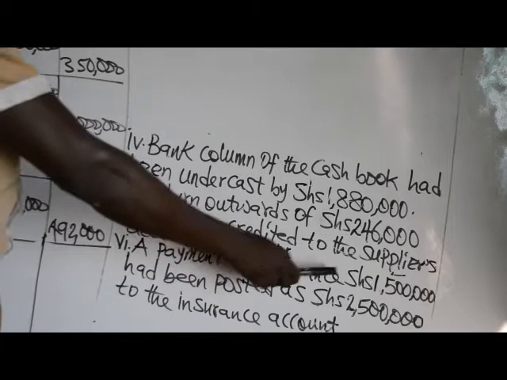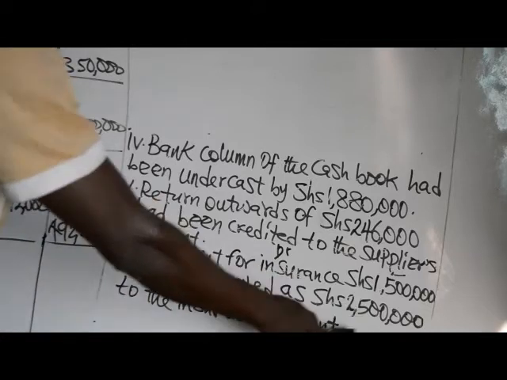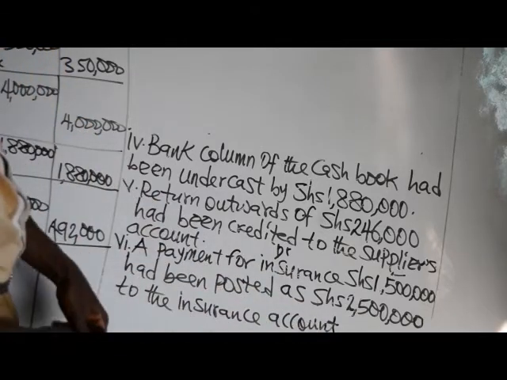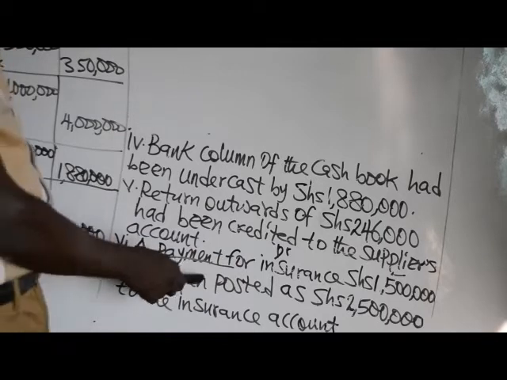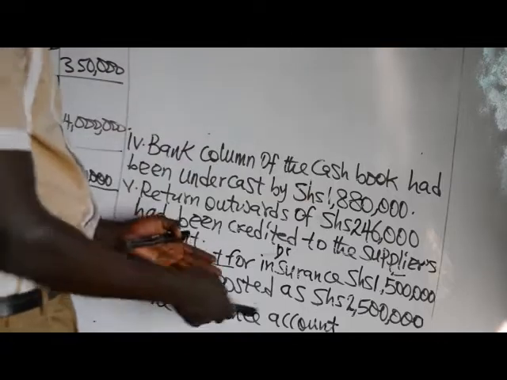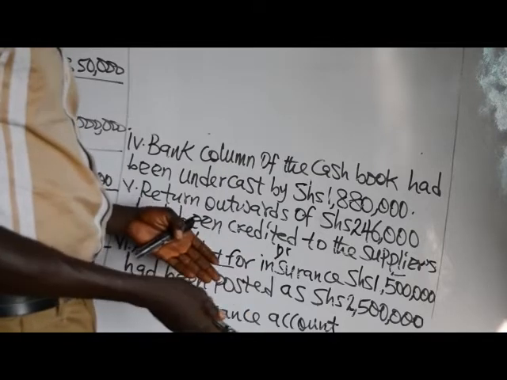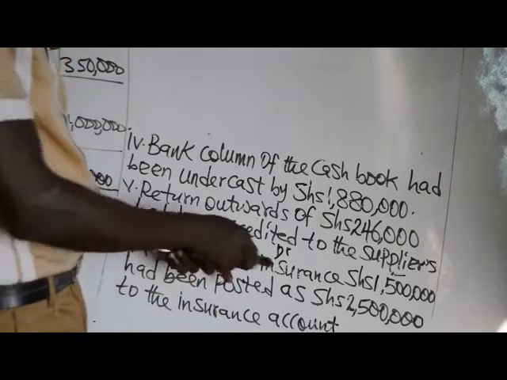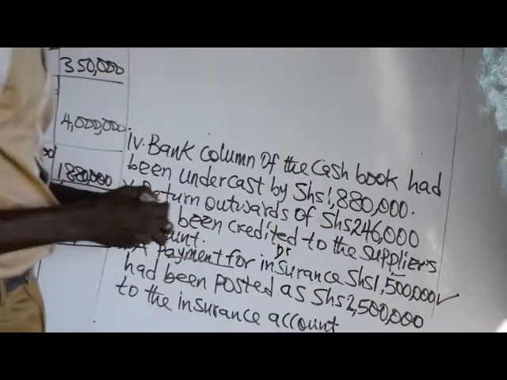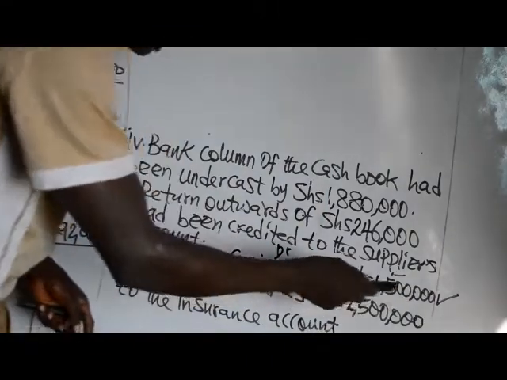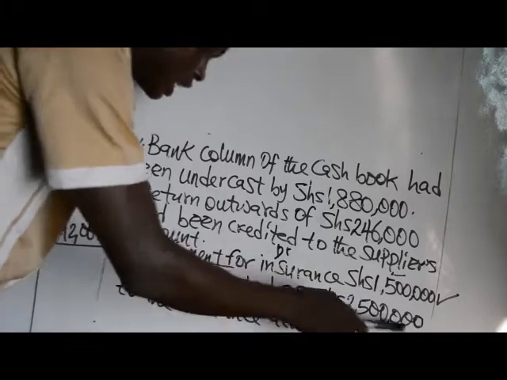A payment for insurance of 1.5 million shillings had been posted as 2.5 million shillings to the insurance account. You pay for insurance. Since it is a payment, the entity gives out cash. Cash is the giver and insurance is the receiver. Therefore, we debit the receiver and credit the giver in line with the principles of double entry. So the insurance account will be debited. The insurance account ought to have been debited with 1.5 million shillings, and it has wrongly been debited with 2.5 million shillings.